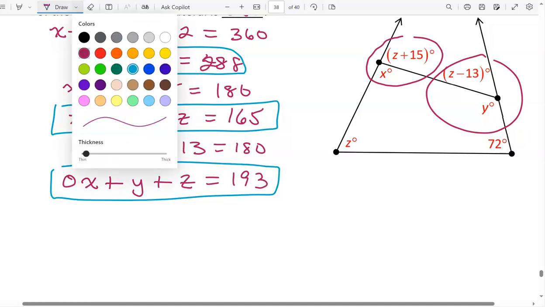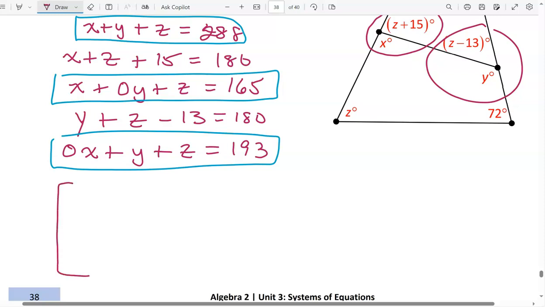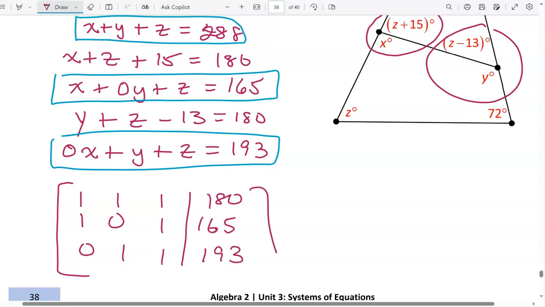Let's write that in augmented matrix form. So top row from the first equation, 1, 1, 1, 180. Second row from the second equation, 1, 0, 1, 165. And third row, 0, 1, 1, 193. And then we can solve that using the calculator.